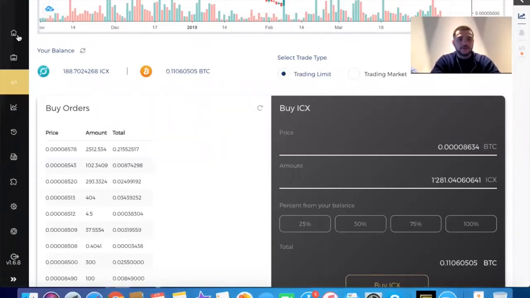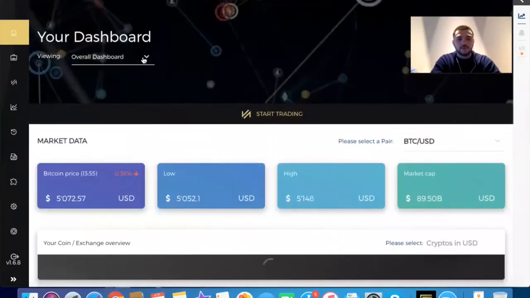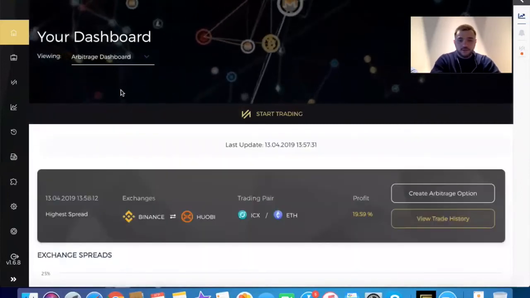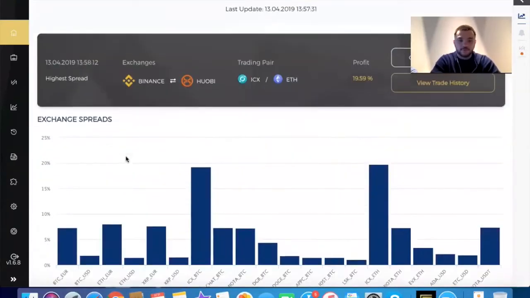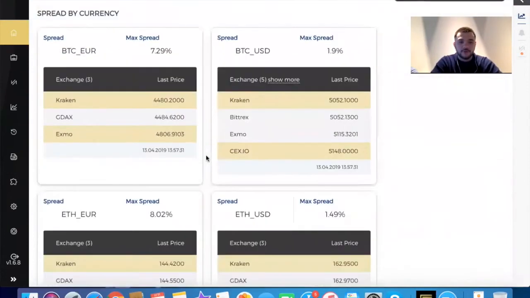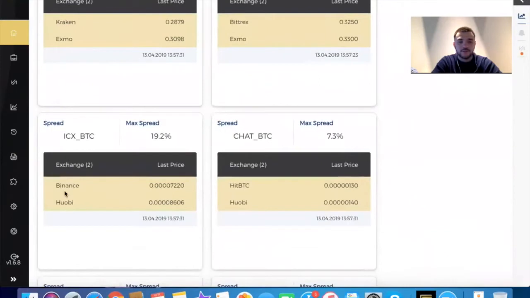Now I will show you how with the Smart Trade Coin software, the basic version, we can do arbitrage trading and make great money. We see that we have a spread on the coin and Bitcoin. We find this pair on the Binance and Huobi exchanges.